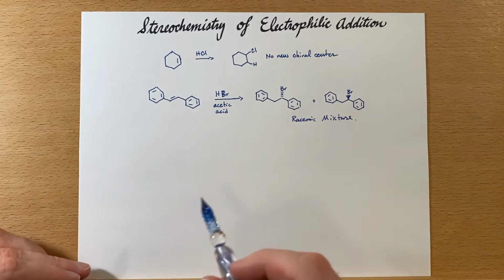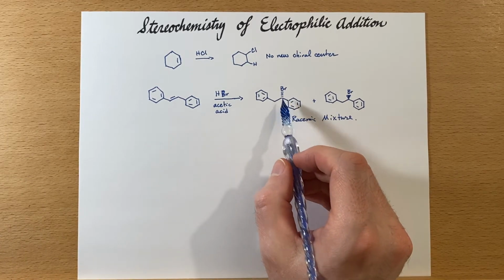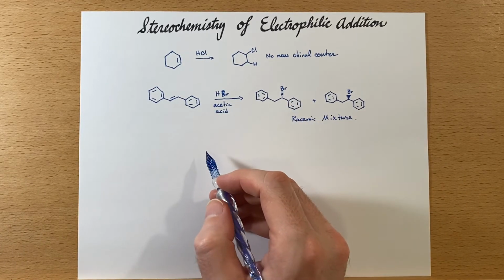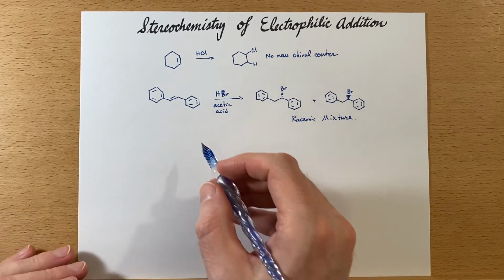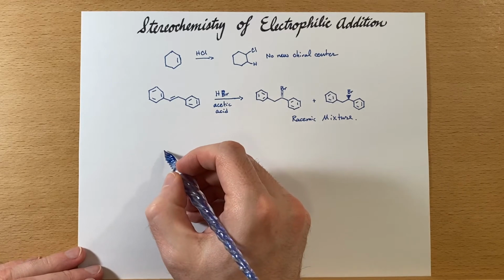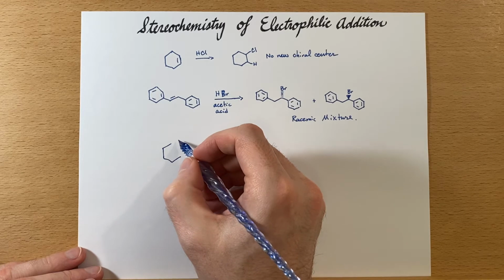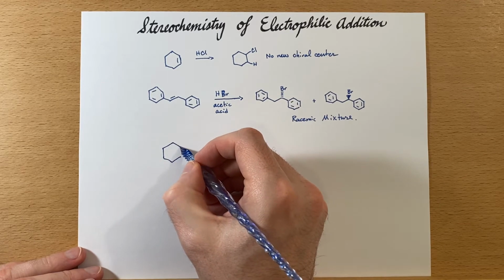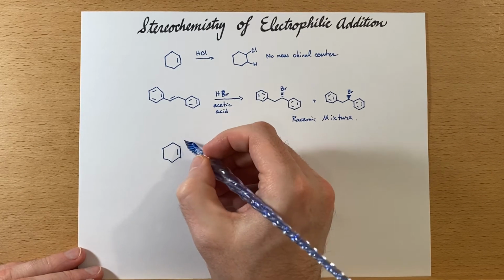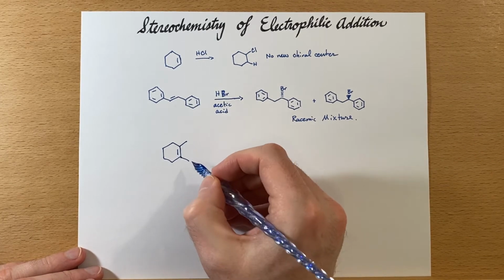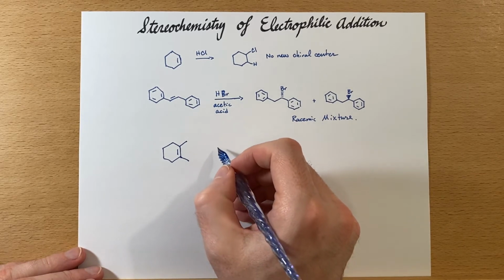All right, now this is one where we really only generated one new chiral center, but it is possible to have some where we'll generate two chiral centers during the reaction. So I'm going to draw an example of that. Now this is very similar to our cyclohexene that we started off with, but now we're going to put some substitutions on, some methyl groups.